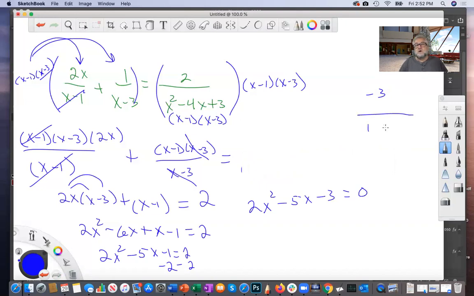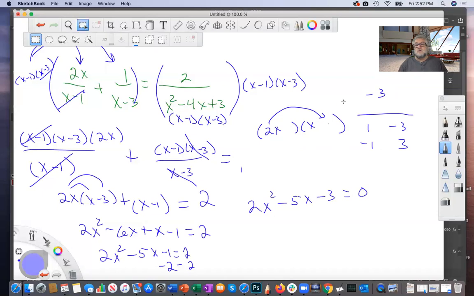So it's 1 and negative 3, negative 1 and 3, right? But now I have a 2 being multiplied. I'm going to have a 2x and then an x. And I don't know where the 1 and the 3 are going to go. So the 2x might be multiplying by the 3, or the 2x might be multiplying into the 1. We don't know. So we got to look at our little factors here and figure that out.